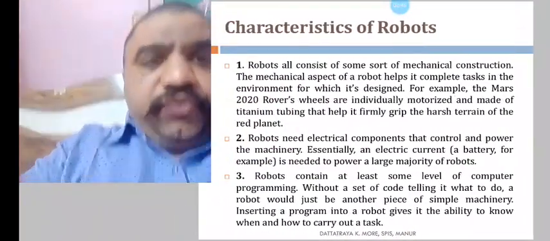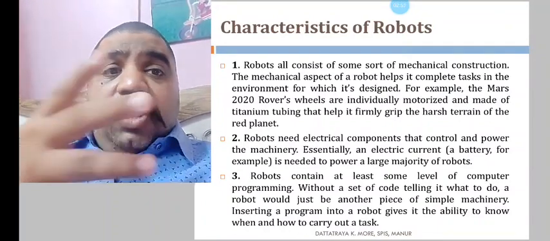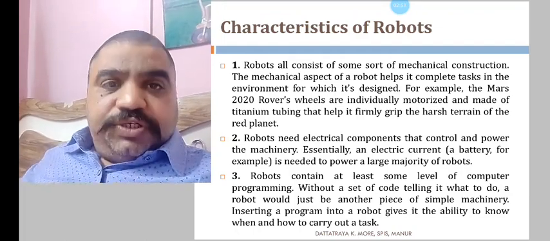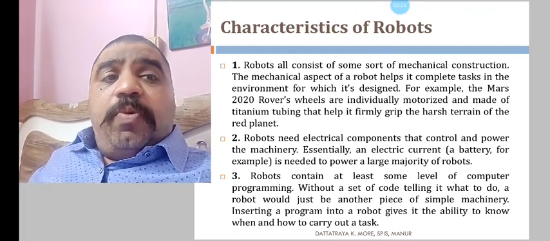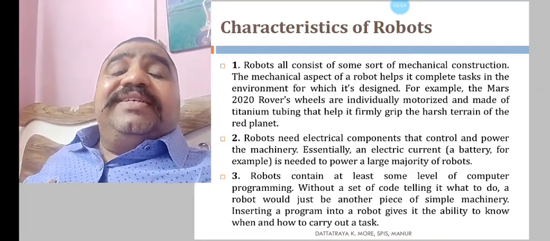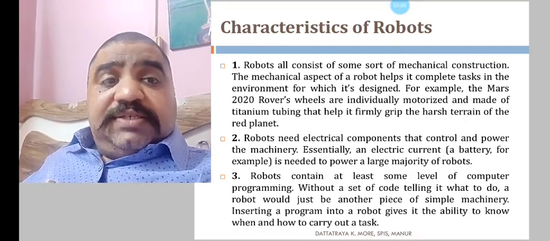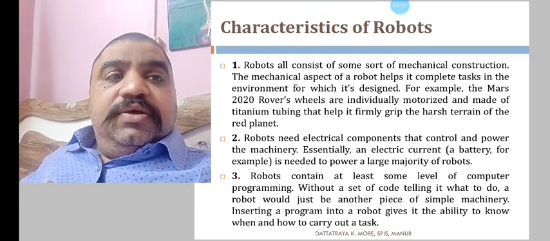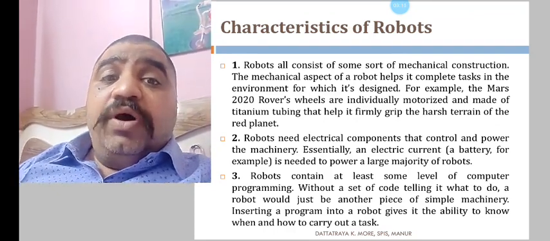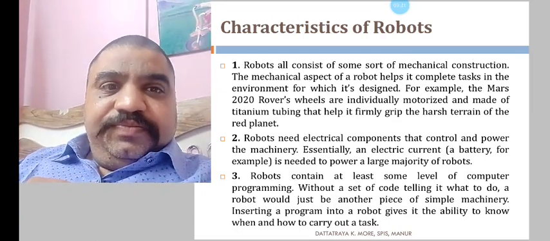The characteristics of robots. Let us see some major features of the robots. Robots all consist of some sort of mechanical construction. The mechanical aspects of a robot help it complete tasks in the environment for which it's designed. For example, the Mars 2020 rover's wheels are individually motorized and made of titanium tubing that help it firmly grip the harsh terrain of the red planet.